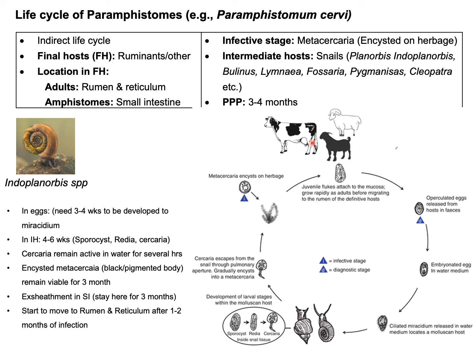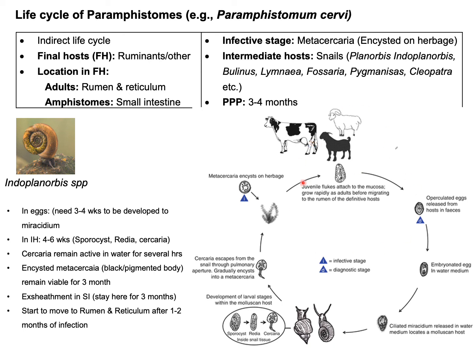And this encysted metacercaria will travel to the small intestine where the excystation will occur. And this excysted metacercaria will stay in the small intestine around 3 months, but they will start moving to rumen and reticulum within 1 to 2 months of infection.